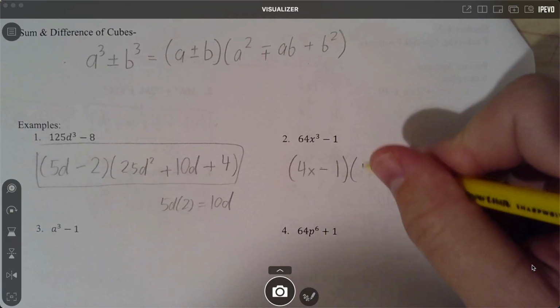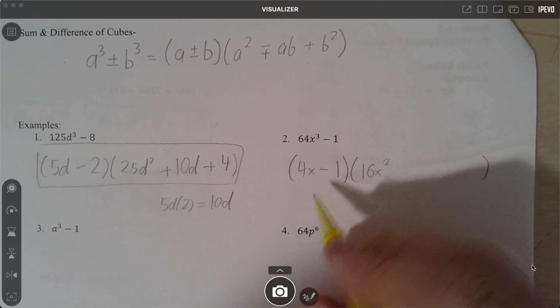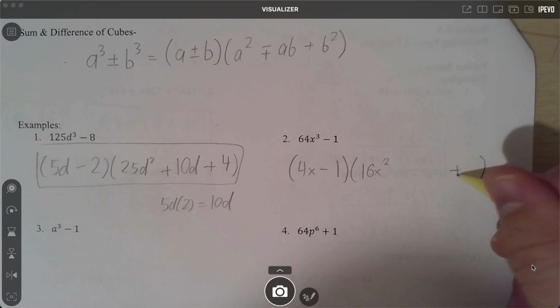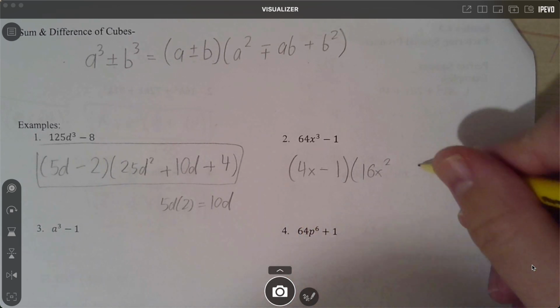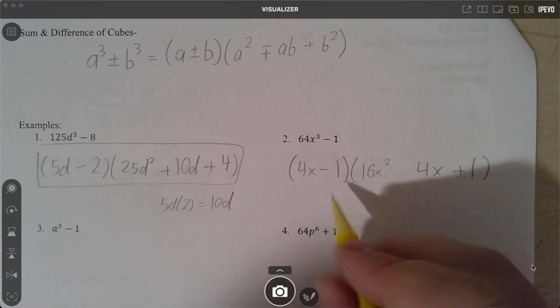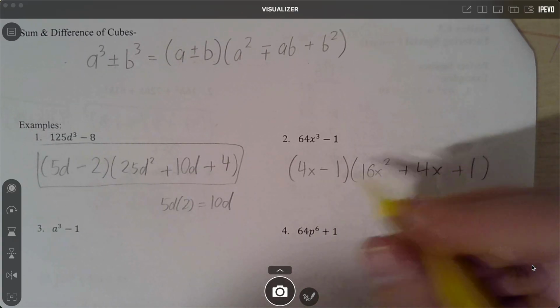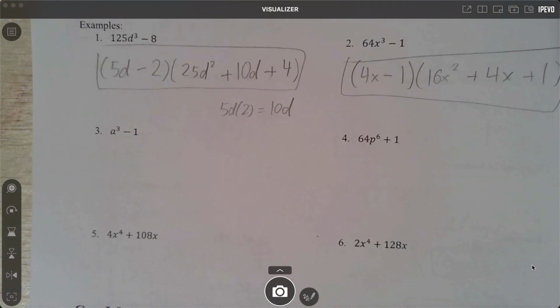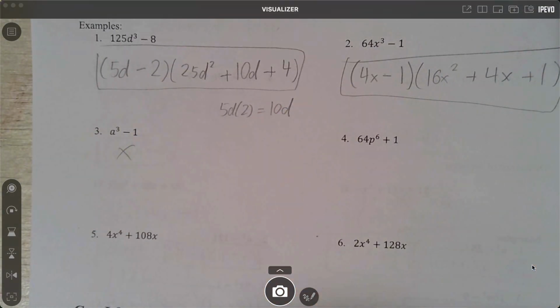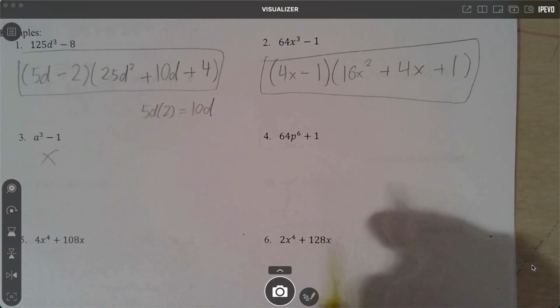All right, let's keep on going. Square the first thing, that'll be 16x squared. Square the last thing, that'll be positive 1, it's positive regardless. Now, in the middle, 4x times 1 is 4x. And because there's a minus, I now write a plus. All right, I'm going to skip over this one. It's kind of too simplistic. Let's move on to this one.